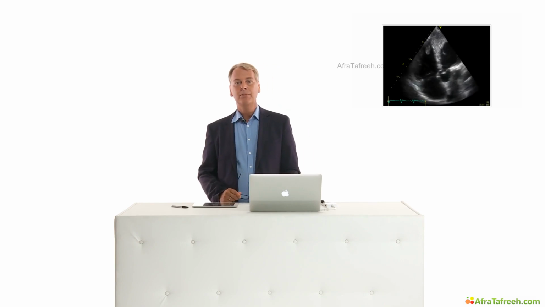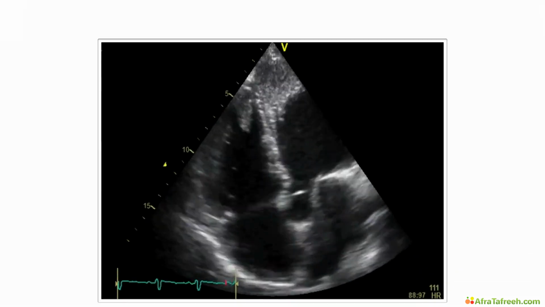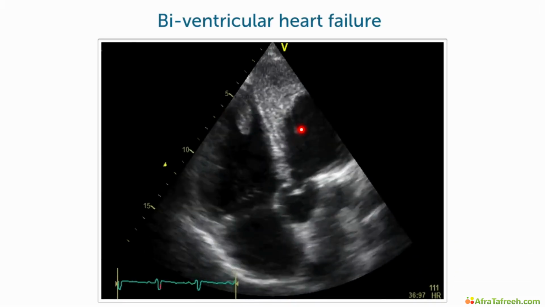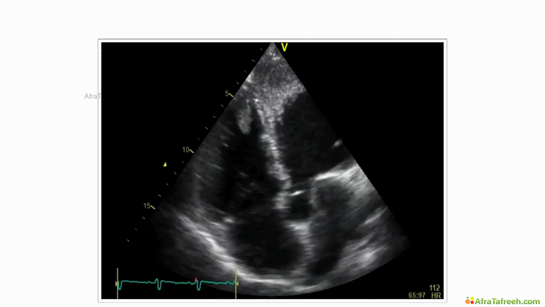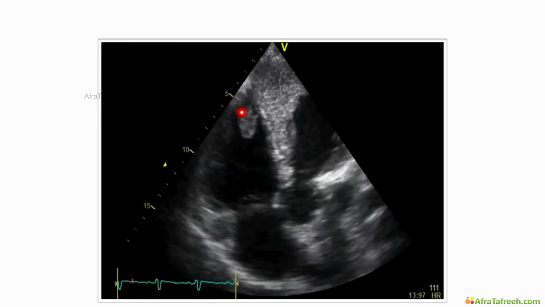Here's another example, again, of a patient who had biventricular failure. This time we have a thrombus in the left heart, a very large thrombus, with a highly mobile portion right here. And in addition, there's a mobile thrombus in the right ventricle. Again, because right ventricular function is poor. So you rarely find a thrombus in the right ventricle in normal right ventricular function.